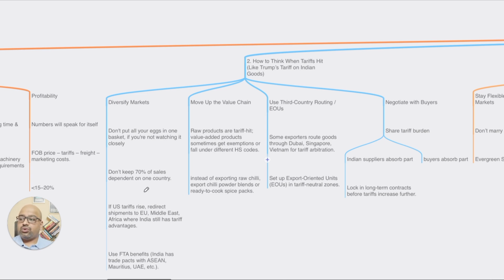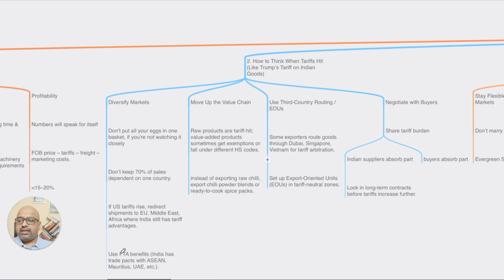So when you are not diversifying your market, if the US raises the tariff, you can redirect your materials to other markets. But if you have done the packaging and everything based on US standards, then shifting is going to be difficult. So look towards that when you're planning. If you get a hint of the effects that are going to come, then at least you would have planned accordingly.